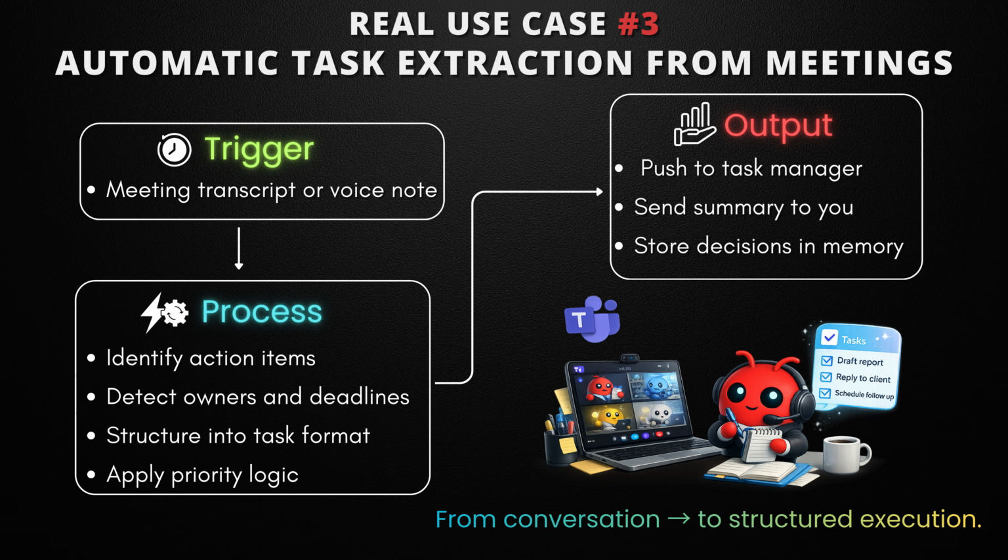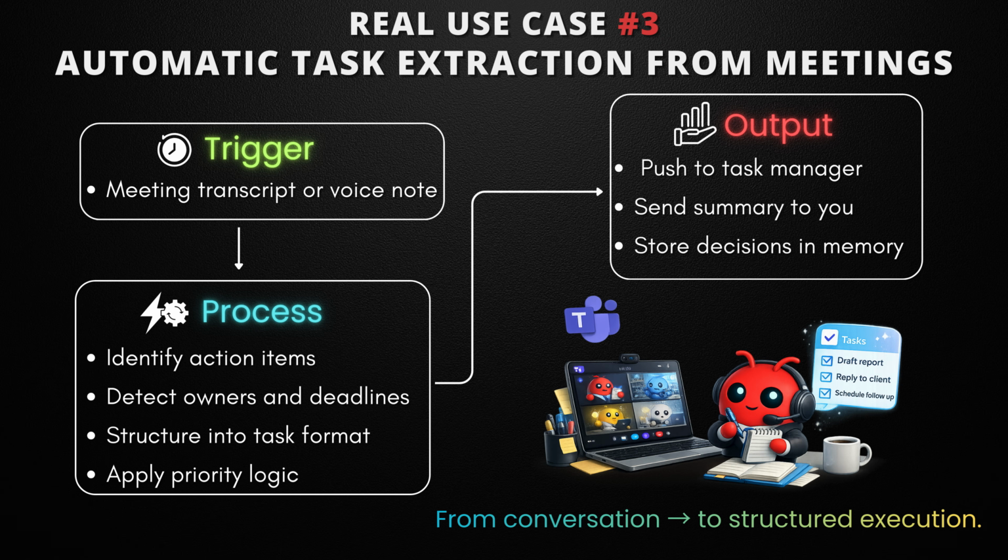Let's say you just finished a meeting. Instead of manually reviewing notes and creating tasks, you drop the transcript or even a voice summary into your OpenClaw agent. The agent scans the content, identifies action items, detects who is responsible, infers deadlines if mentioned, and structures everything into a proper task format. It then pushes those tasks into your task manager and sends you a clean summary of what was extracted.